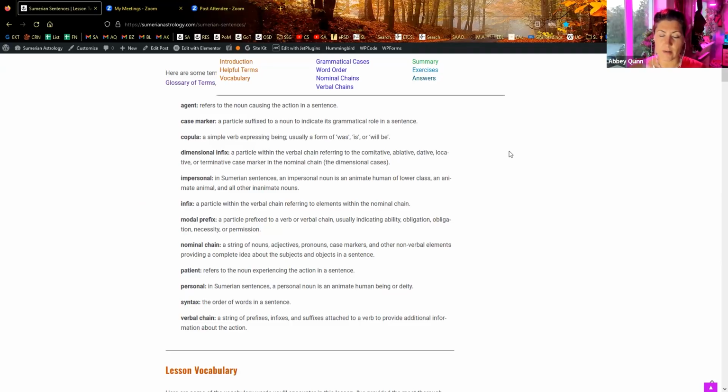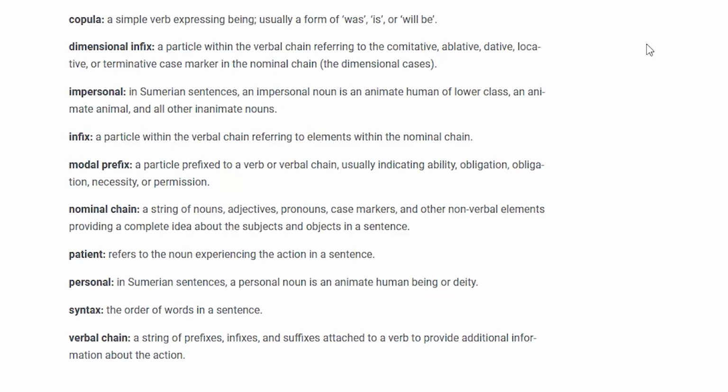If you're not sure what those are yet, don't worry, we will discuss it. Modal prefix, a particle prefixed to a verb or verbal chain, usually indicating ability, obligation, necessity, or permission. The nominal chain is a string of nouns, adjectives, pronouns, case markers, and other nonverbal elements, providing a complete idea about the subjects and objects in a sentence.